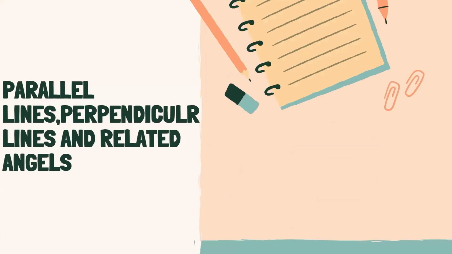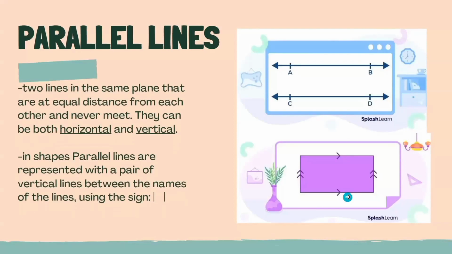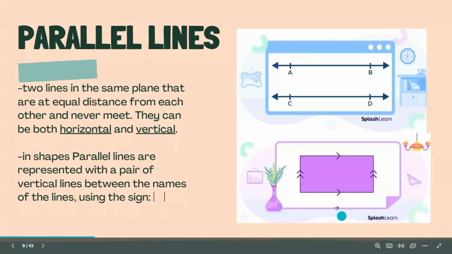Now I will be talking about parallel lines, perpendicular lines, and related angles. So parallel lines are two lines in the same plane that are at equal distance from each other and never meet. They can be both horizontal and vertical. In shapes, parallel lines are represented with a pair of vertical lines between the names of the lines, using the sign which is shown in the picture beside.